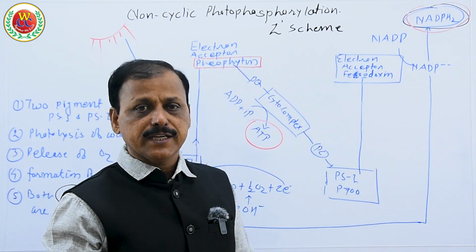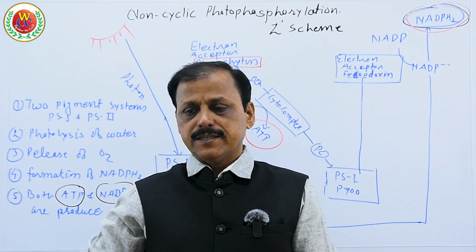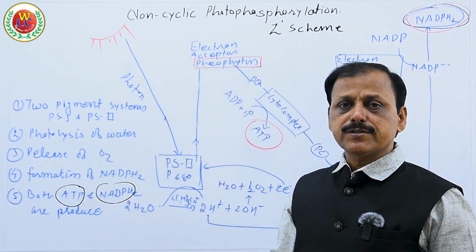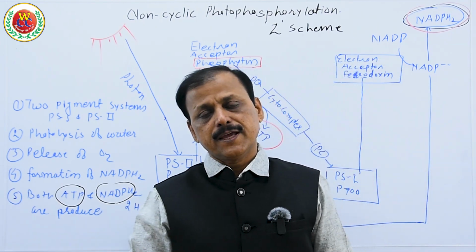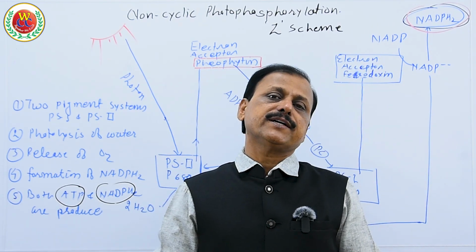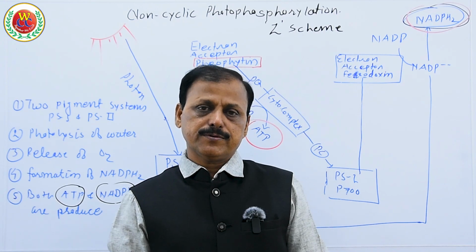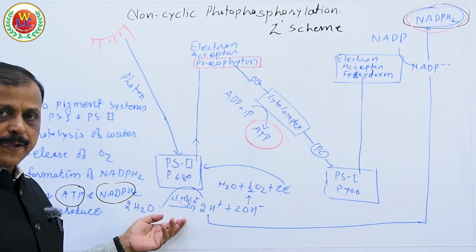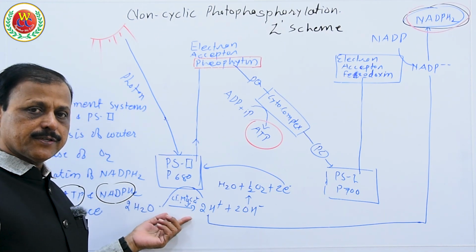Both are ready to assimilate carbon dioxide into carbohydrate in the dark reaction. Thus we understood what non-cyclic photophosphorylation is, where it occurs, and what the final products of non-cyclic photophosphorylation are. As a point of NEET, a question can be asked: what is photolysis of water?